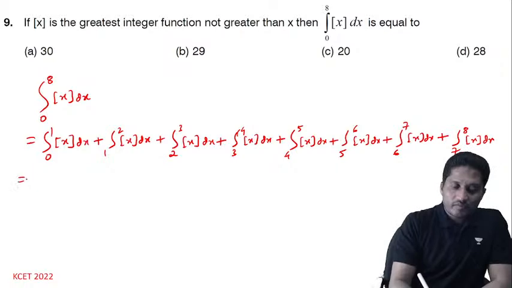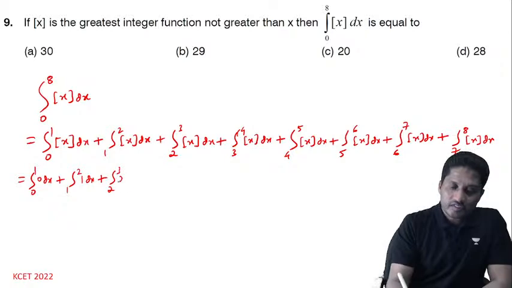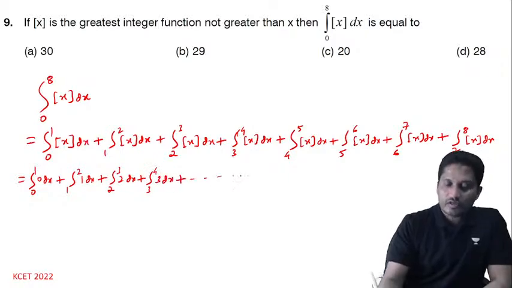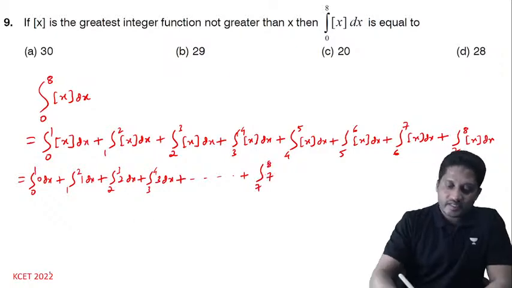Between 0 and 1, box x is 0. Between 1 and 2, box x is 1. Similarly, between 2 and 3, box x is 2. Between 3 and 4, box x is 3. And so on. Between 7 and 8, this is 7 dx.